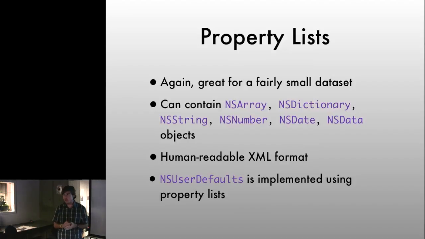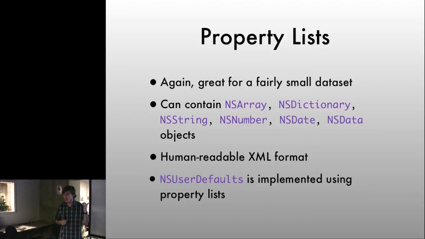And again, this is meant for pretty small data sets. It's in this nice human-readable XML format. And what can go inside of a property list are arrays, dictionaries, strings, numbers, dates, and data. That's it. So if you need anything else that's custom, you have to write your own serialization code and write it out to file yourself. But most of the data you deal with is probably going to be one of these basic types.